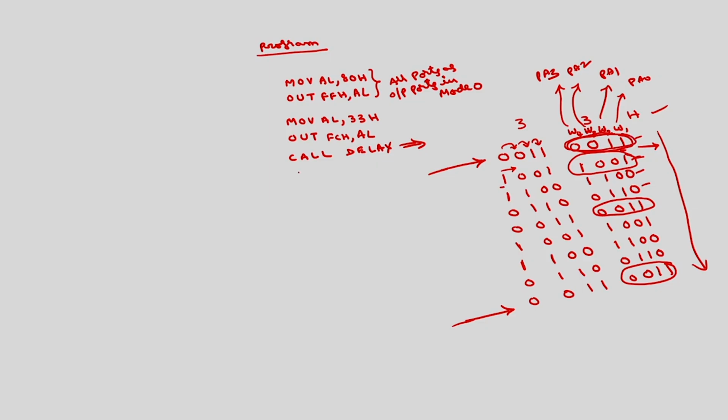So for that you write the instruction ROR AL, 01. So this last bit will come to the first bit. Then again you output the same sequence. For that, an unconditional jump to up.